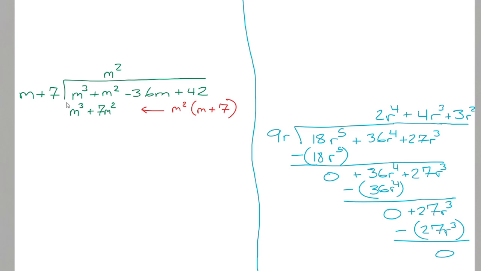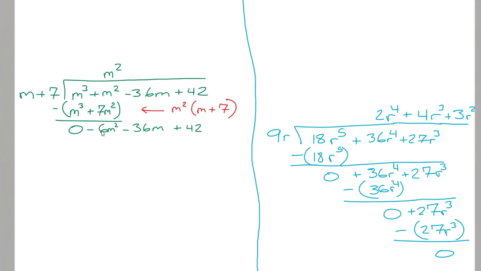So I'm going to take that away using the inverse, just like with long division when we were back in elementary school. So m cubed minus m cubed will cancel. That's 0. And if you want, I'm going to go ahead and write 0 for you. You do not need to write 0. m squared minus 7m squared is going to be negative 6m squared. And then I'm going to bring the rest of it down. So negative 36m and positive 42.